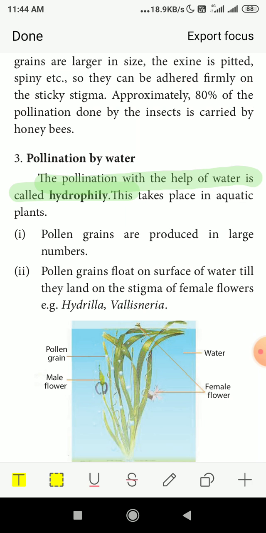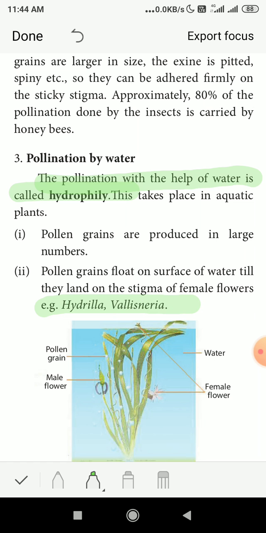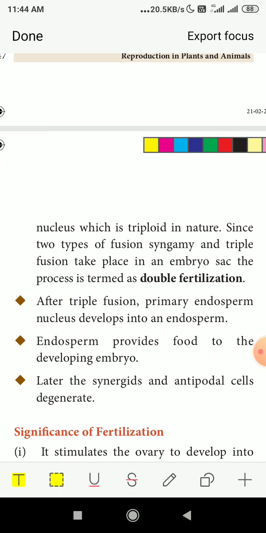Examples are hydrilla and Vallisneria. These plants grow on the water surface, and their stigmas will be on the top of the water, so that they easily get pollinated. Now, what are the agents? Wind over, insects over, and water over.